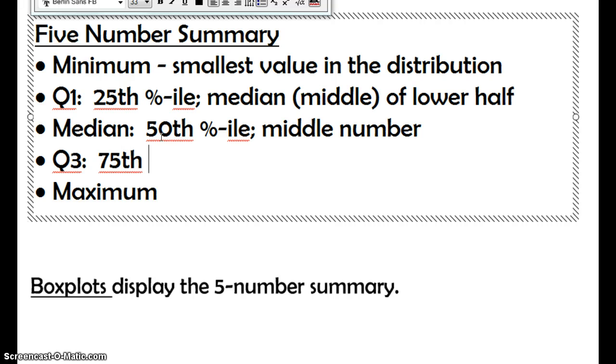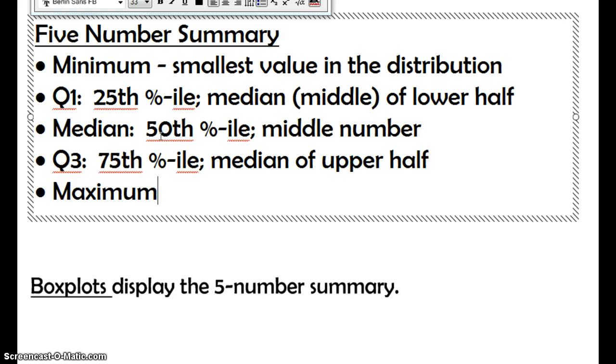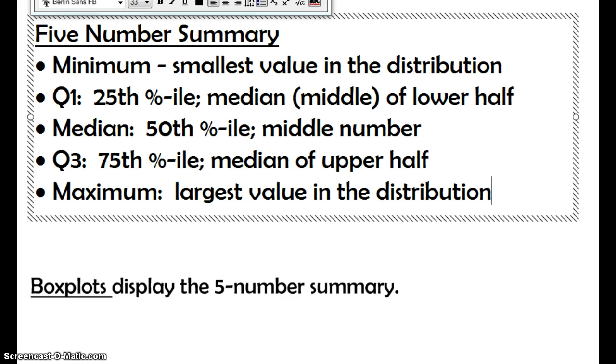Q3 is the 75th percentile. It is the number that separates the lower 75% from the upper 25%. And you can think of it as the median or the middle of the upper half of the distribution. And lastly, we have the maximum, which is the largest value in the distribution itself.